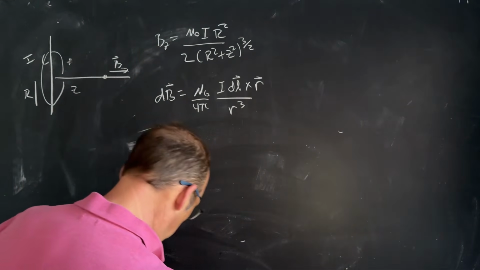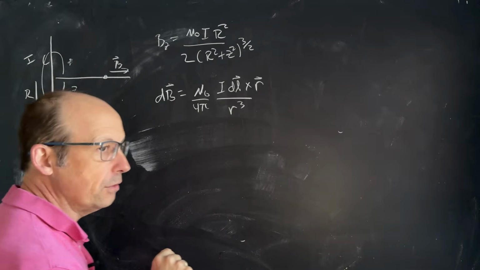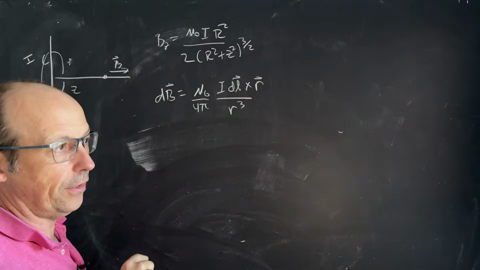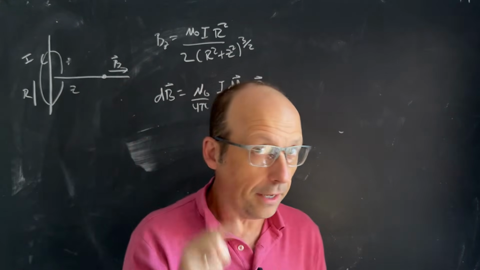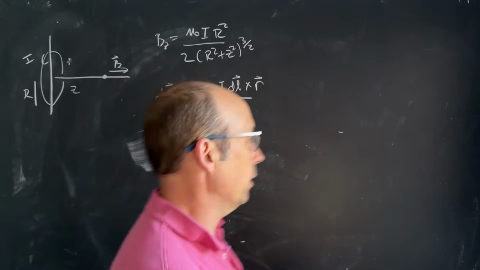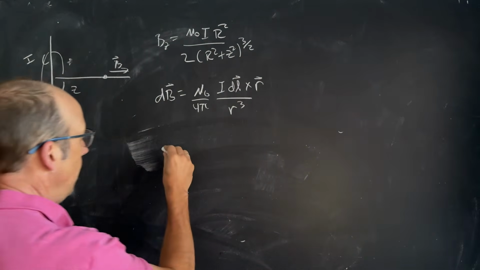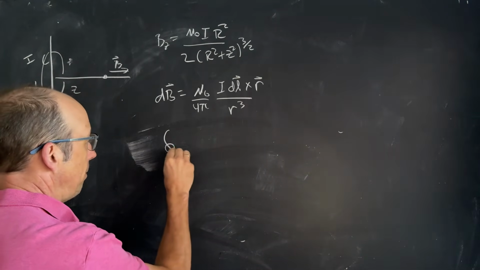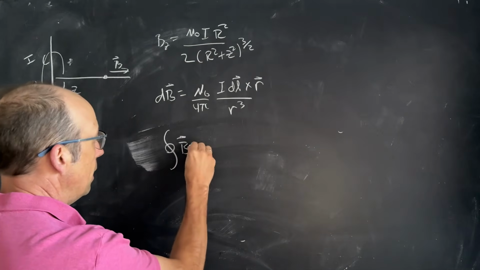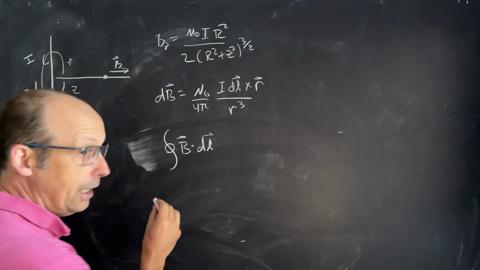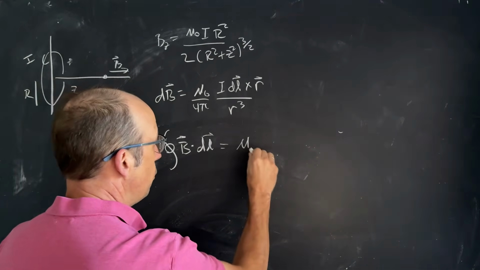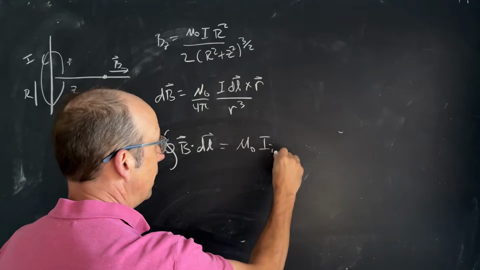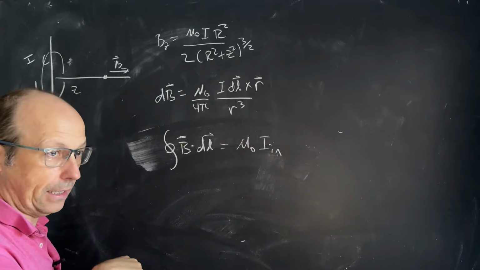Now, the question I want to talk about is, could we have used Ampere's law to find the magnetic field here? Could we use Ampere's law? Yes. Could we find the magnetic field? Not really. So just remember that Ampere's law says that the path integral of B dot dl around any loop is equal to mu naught times the current passing through the area bounded by that loop.